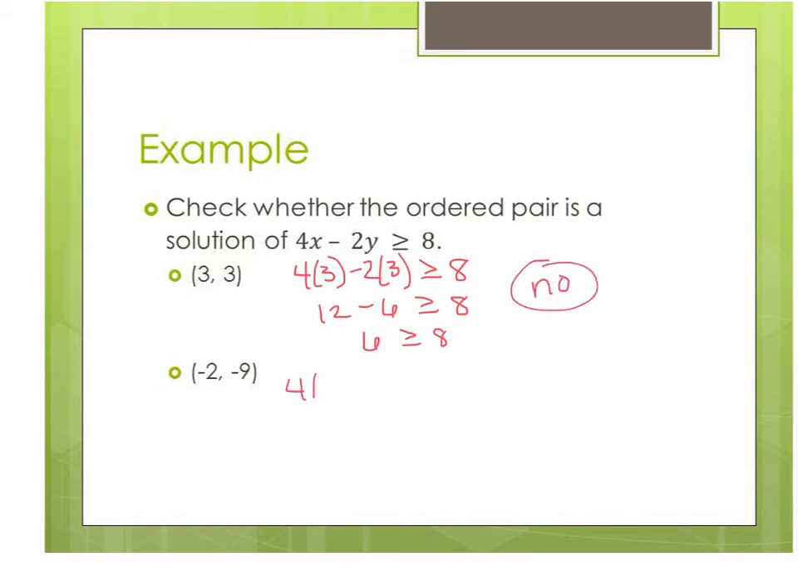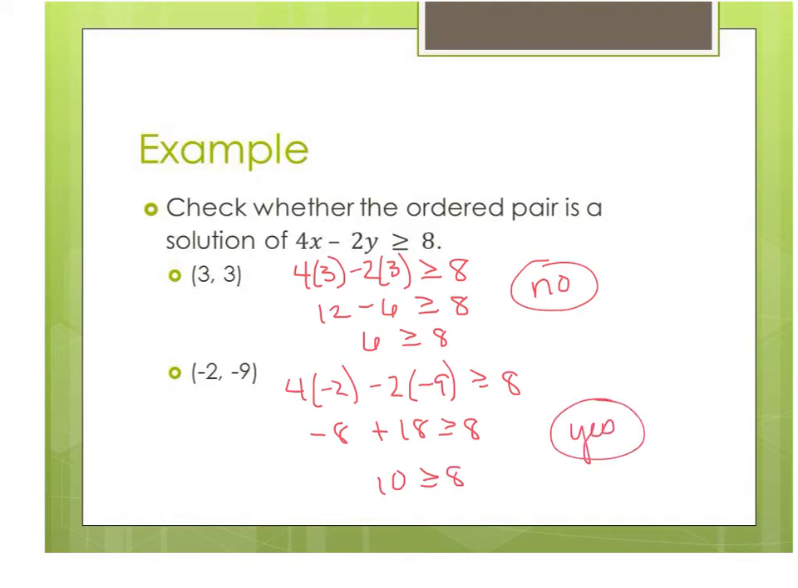And then if we try negative 2, negative 9, negative 8 plus 18, which would be 10. Okay, just work straight down. Is 10 greater than or equal to 8? Yes, so that point is a solution. And you could have multiple yeses or multiple no's depending on where they lie on the graph.